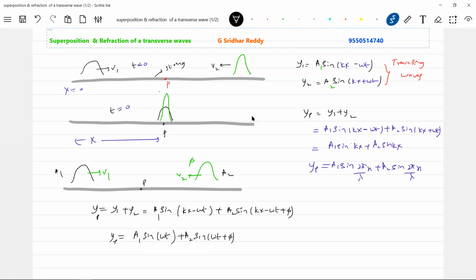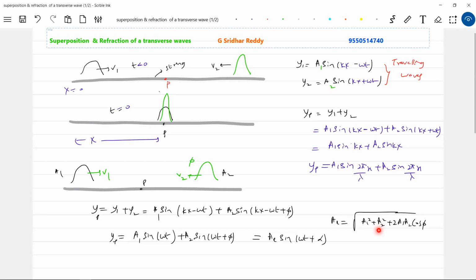So what is the resultant amplitude? The resultant wave will have some other phase angle, let it be alpha. Then what is AR? AR is given by this expression, and you can calculate the phase angle also by vector addition.